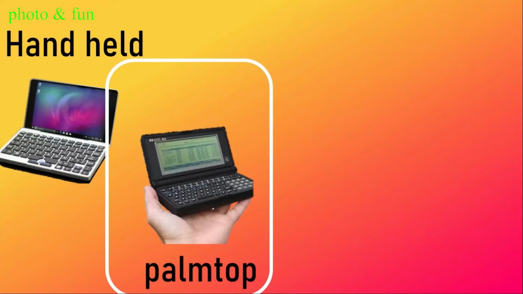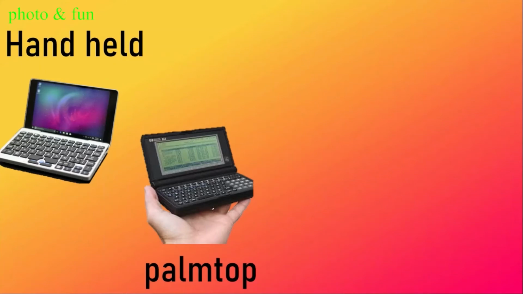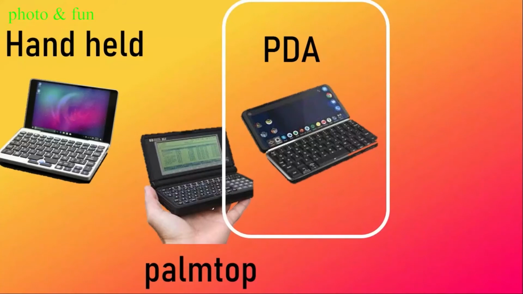And the next one is the PDA, the shortcut for personal digital assistant. A PDA is a computer that fits in the palm of your hand to help collect information such as contacts, appointments, files, and programs. This was a short definition for PDA, and the next one is smartphones.